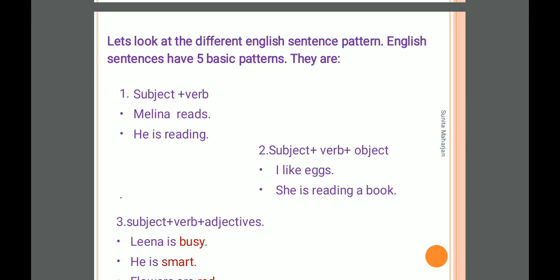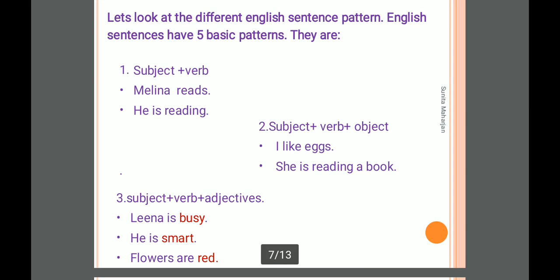I hope all of you are familiar with adjective. Yes? Okay, then adjective is the describing word. Adjective describes a noun or pronoun. Lina is busy. The word busy is describing Lina. That's why busy is an adjective. He is smart. Smart is an adjective. Flowers are red. The word red is describing flowers. So, words like busy, smart, red are adjectives of Lina, he, and flowers respectively.